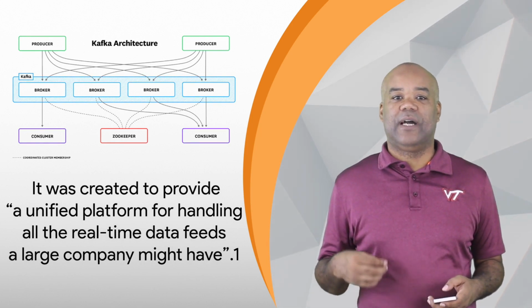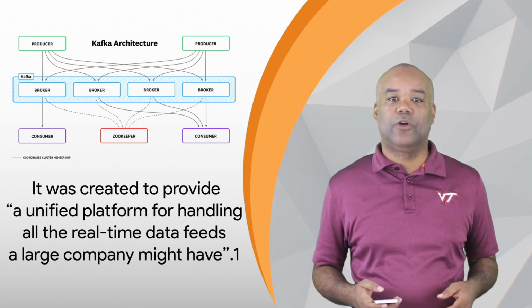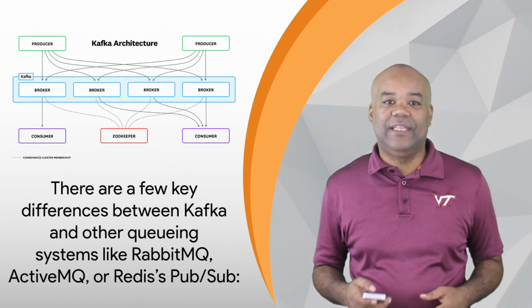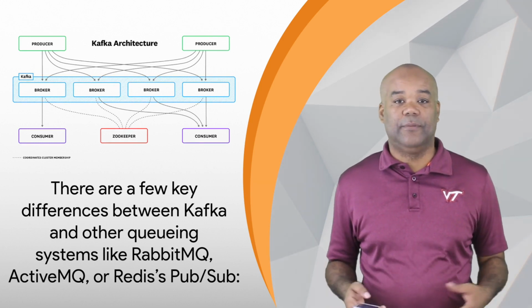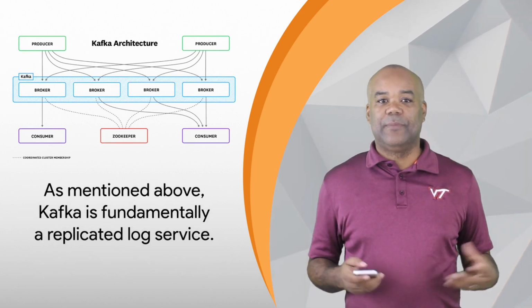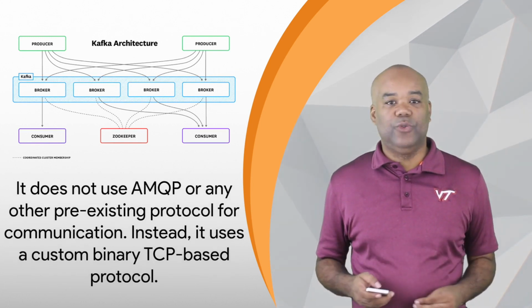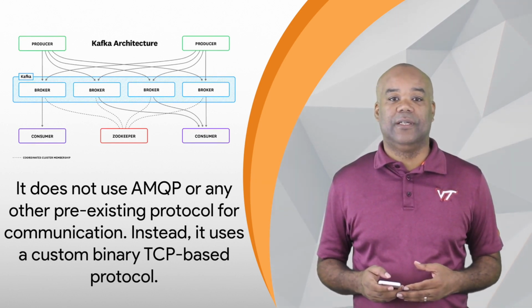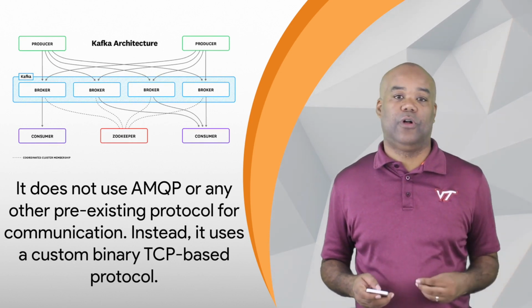And it was created to provide a unified platform for handling all the real-time data feeds that a large company might have. Now, there are a few key differences between Kafka and other queuing systems like RabbitMQ or ActiveMQ or WebLogic JMS or WebSphere JMS. As I mentioned before, Kafka is fundamentally a replicated log service. It does not use AMQP. It doesn't use any other pre-existing protocol for communication. Instead, what Kafka uses is a custom binary TCP-based protocol.